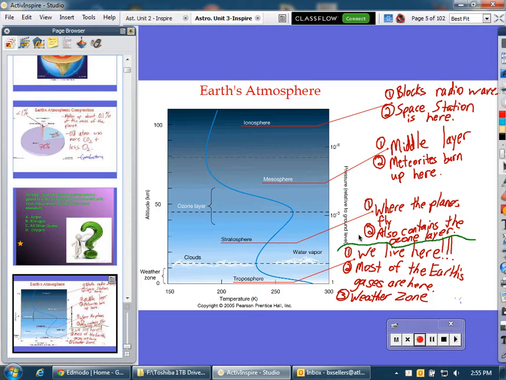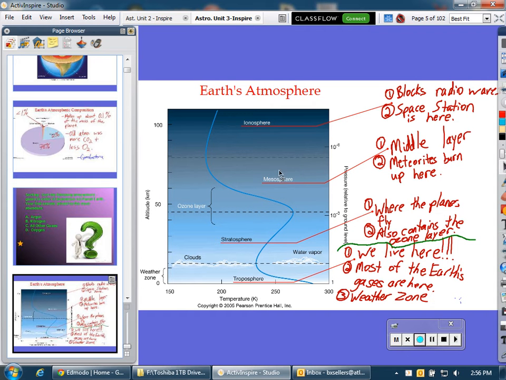The stratosphere also contains the ozone layer. The ozone layer is a thick layer of O3 that blocks ultraviolet light from penetrating into the planet, right? Now, not all ultraviolet light, of course, but roughly 99% of it.